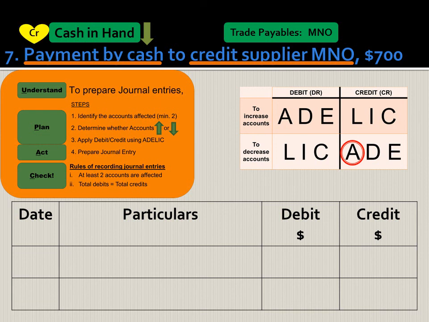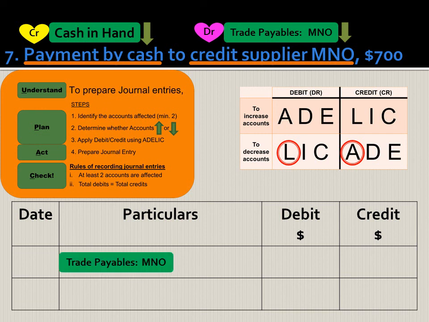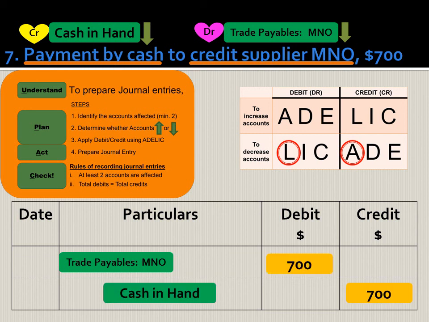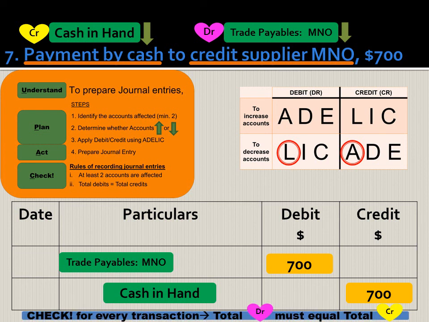When the business pays cash to the supplier, previously it has bought these goods on credit terms, and now the business will owe the supplier lesser money. When the business owes the supplier lesser, the trade payables account decreases. Trade payables is a liability, and when a liability decreases, we will debit the account. Step 4, we prepare the journal entry by recording the debit entry first, followed by the credit entry. Finally, we will check that we have not violated any rules of recording.